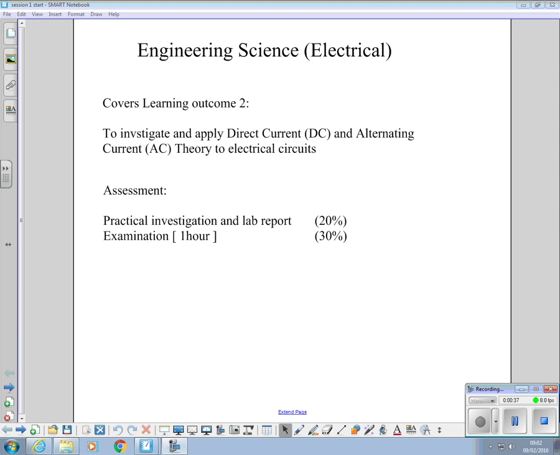And an examination of 1 hour worth 30% of your overall mark for the module. So you're halfway there at the moment, having taken the mechanical half. You're now going to work on the other 50% for the electrical half of this module. So that's where we're starting today.